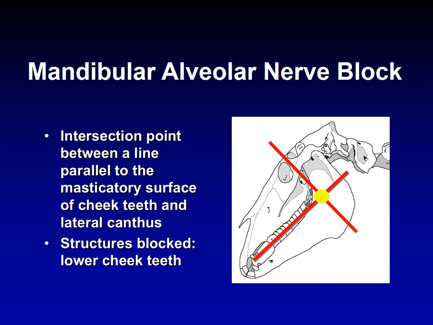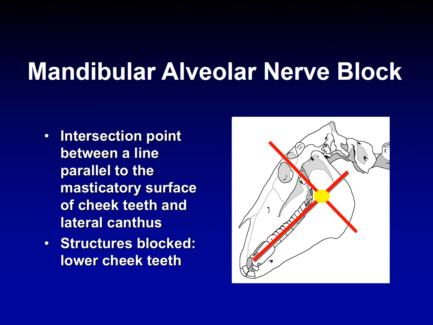This yellow circle shows where the mandibular foramen is located. So what you do is draw these two lines on the lateral surface of the face, something you can see. You put your finger where this intersection point is, and you measure the length of the needle that you need to inject with.